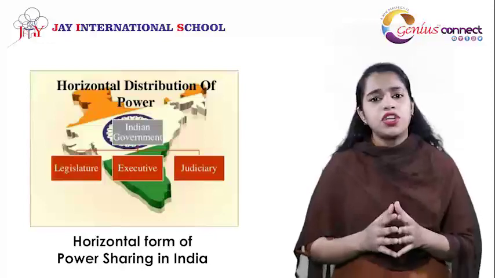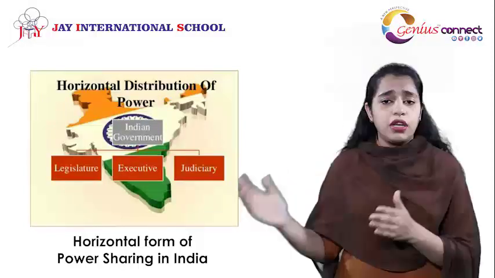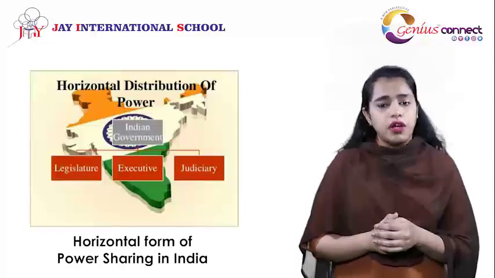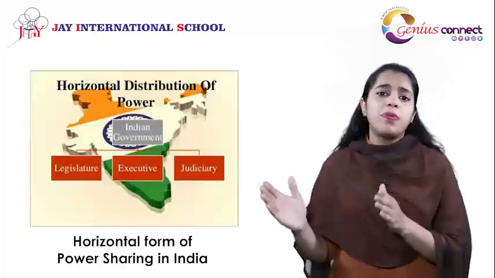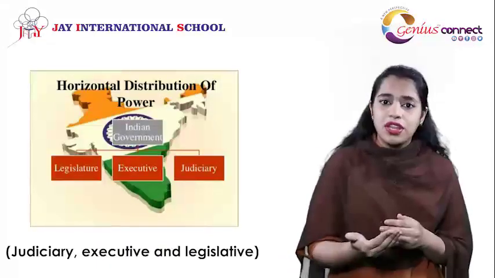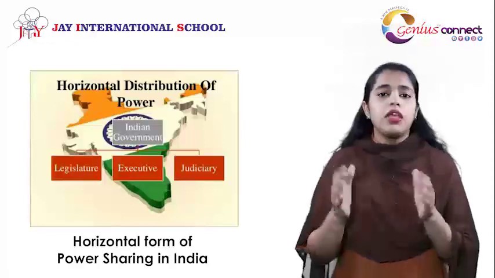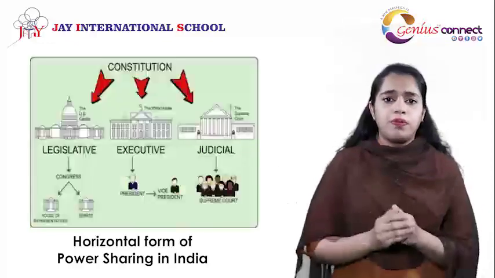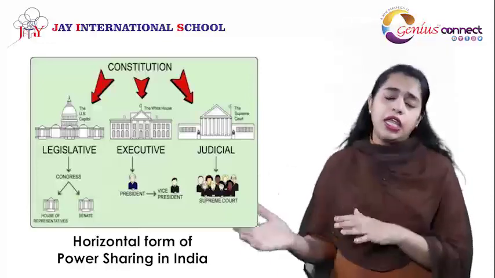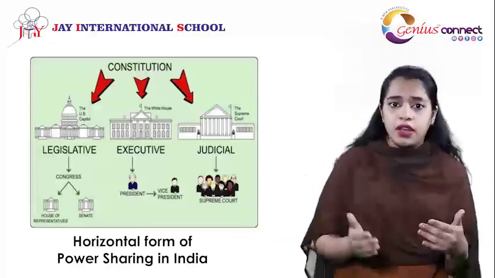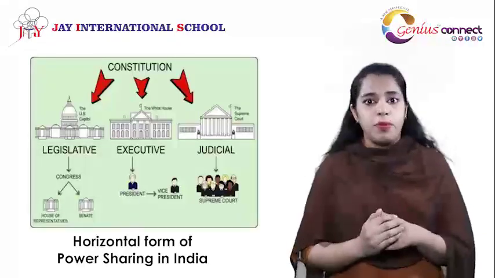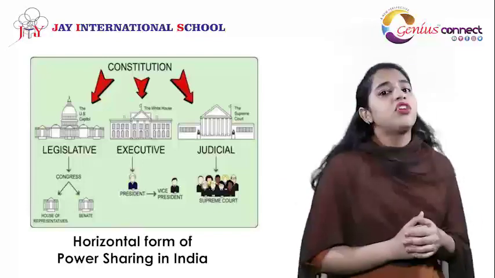Now horizontal power sharing means that the power is equally divided among the different tiers or organs of the government. The power is divided properly among the different organs of the government, which are the judiciary, the legislature and the executive. Each of these organs works independently, and no organ has any right to interfere in the workings and functioning of the other organs. So this is how the division of power is done.